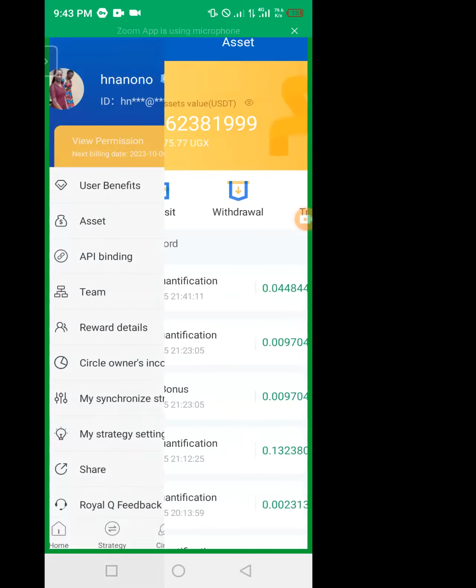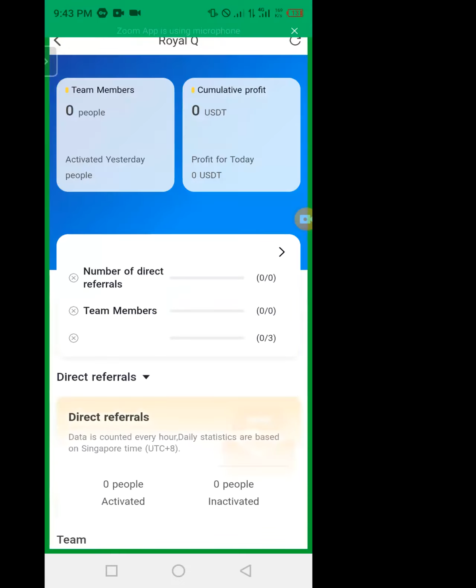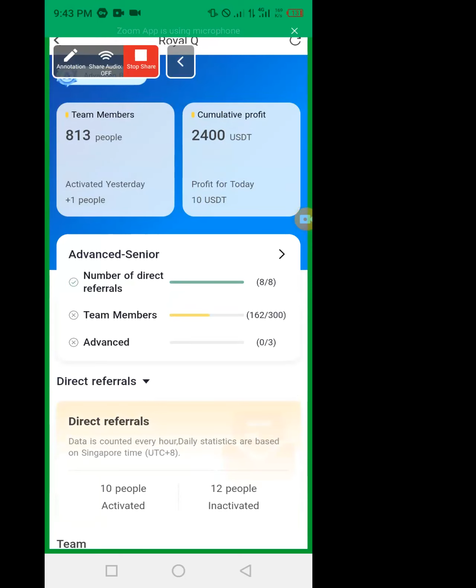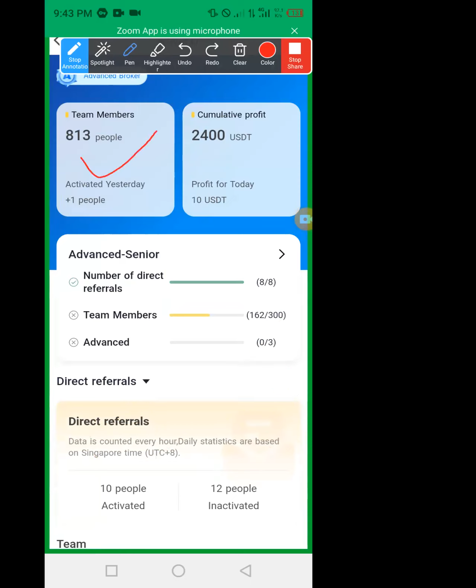This is the asset. So asset, it is there. API binding, I talked about that one when we were looking at the home page. Then the team, if I want to know how my team is performing, I go to team. In the team, it is showing me that I have a team of 813 people.